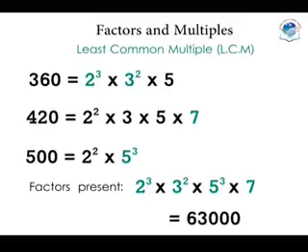And so in GCD, we pick only the common factors. But in LCM, we pick the factors with the largest powers, even though they may not be common in all the numbers.